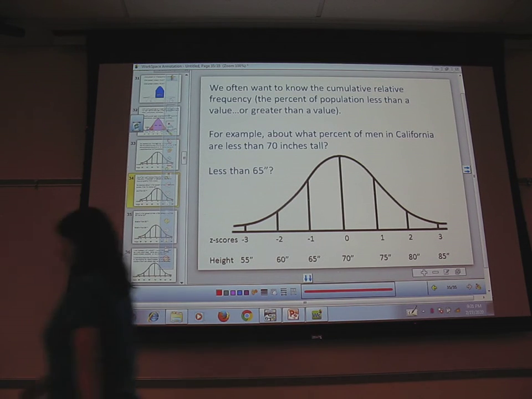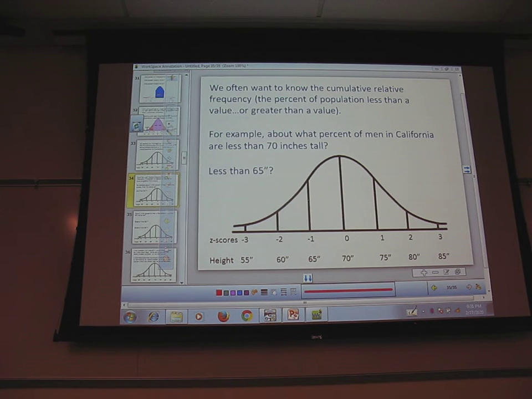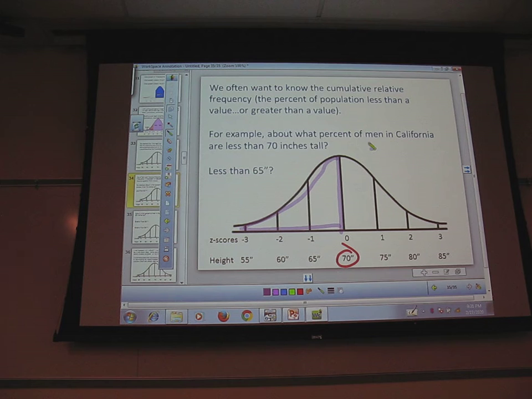Ask your neighbors. What do you get? Here's 70 inches. So it's less than 70 inches. That's this part here. What percent, guys? 50%. About 50%. About half, right? It's symmetrical. Less than 65%. How about this then? Less than 65%. This part here. What about that?